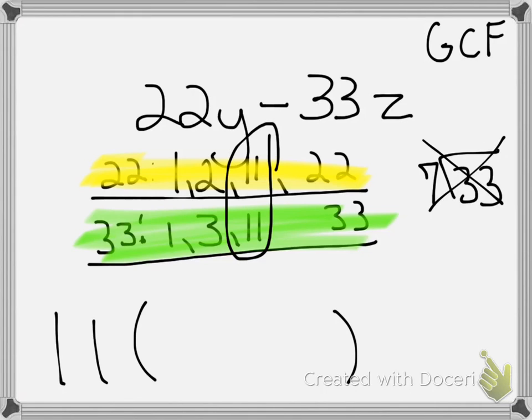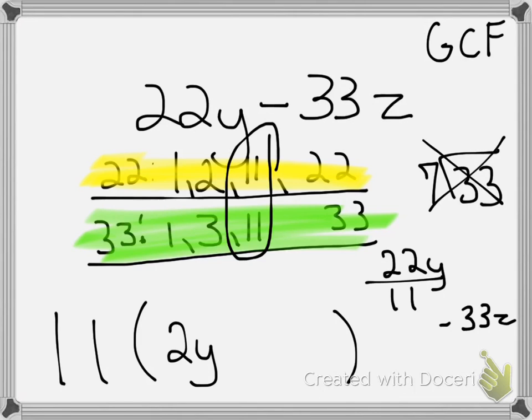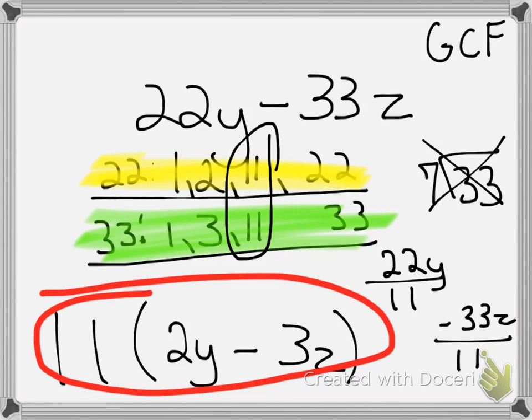And when I distribute, I use multiplication. When I factor, I'm going to use the opposite operation because we're trying to go backwards, and that's division. So I've got to do 22y divided by 11, and that would give me 2y. And then I've got to do negative 33z divided by 11, and that will give me negative 3z. This right here would be my final answer. Okay?